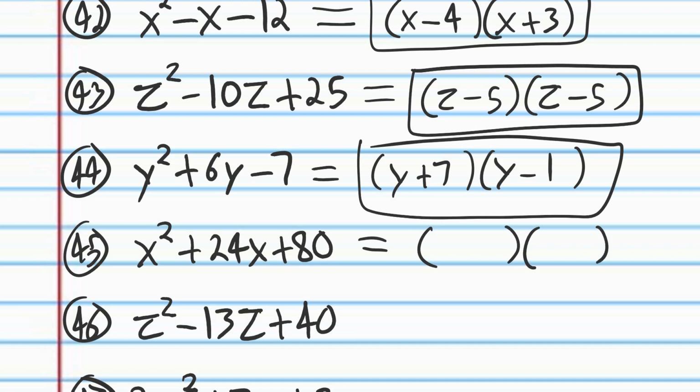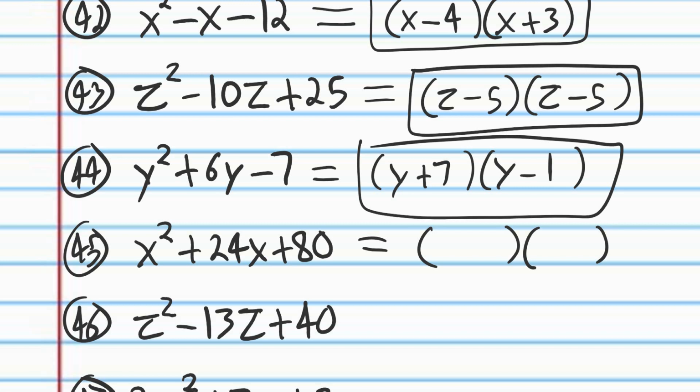Let's see, 5 times 18. That would be 80. Actually, no, that's not 80. 5 times 16. That would be 80. So 5 times 16, is that going to work? I don't think that's going to work. So 5 times 16 did not work.